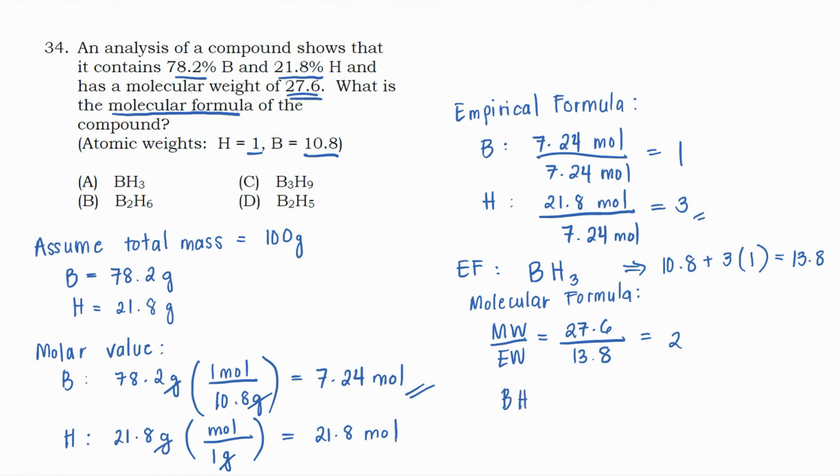So, the BH3 empirical formula from earlier, we multiply its subscripts by 2, which gives B2H6. So, this is our molecular formula. The final answer is letter B, B2H6.